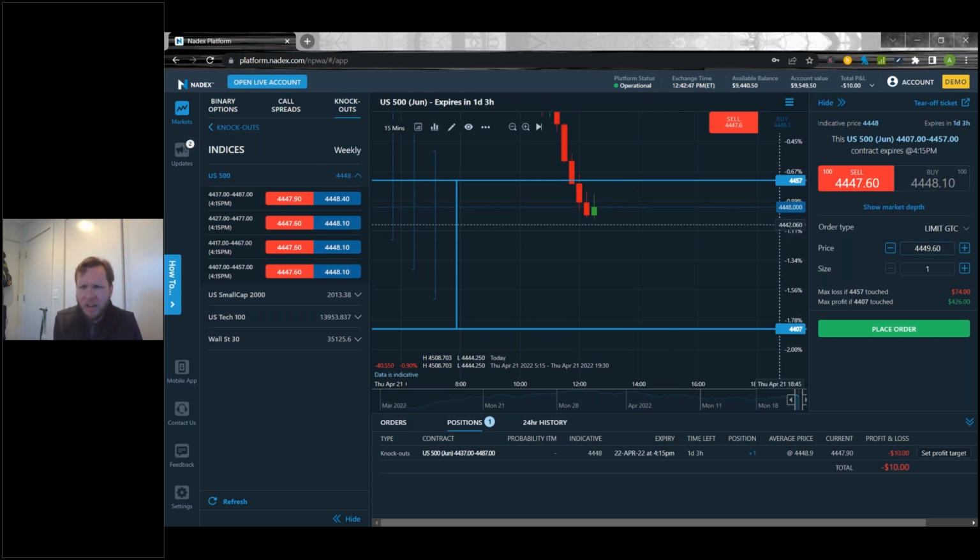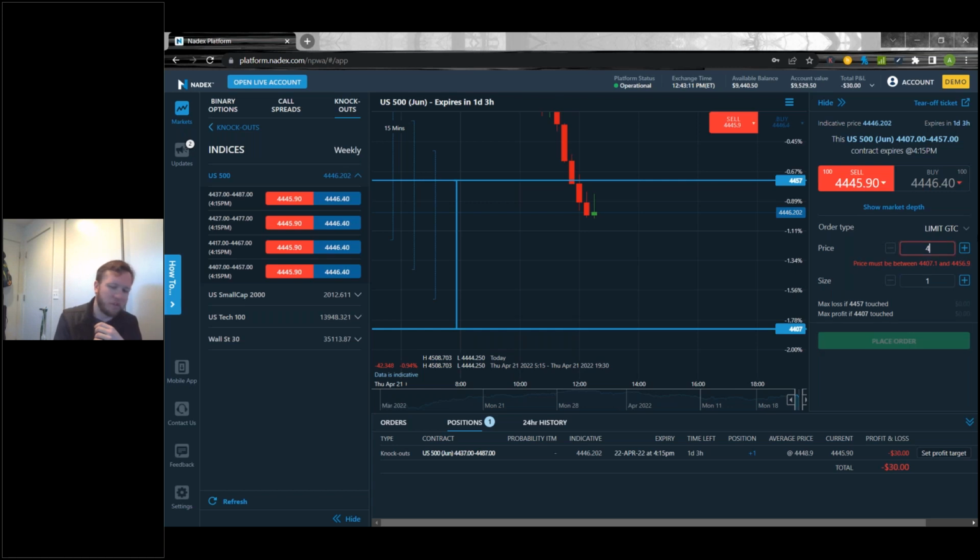So with this one, we've got to look at our ranges again. We have our floor range at 4407 down here. You can look at it in the contract, and you can also look at it down on the chart itself. So 4407 right here, and then we have our ceiling at 4457 up here, right? And the market's still trading at the same point, right around 4446. So let's do 4446.